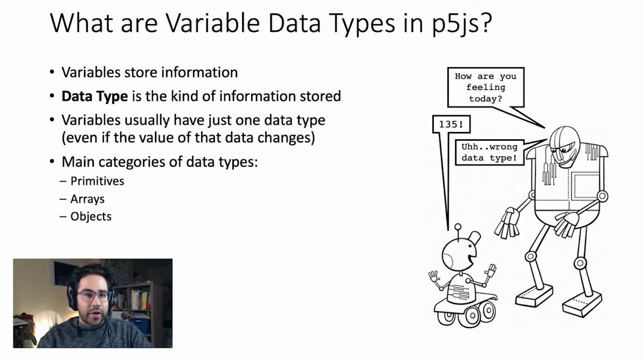All variables store information. The data type of a variable is just the kind of information that it's storing. Variables will usually have just one data type, even if the value of that data changes. So the three variables storing numbers in our example will generally always store numbers and should always be treated as numbers in our code.